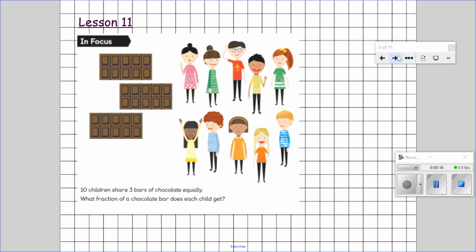So here is our in focus. We have 3 bars of chocolate and 10 children. Looks like we've got the whole gang here today. And we are asked, 10 children share 3 bars of chocolate equally. What fraction of a chocolate bar does each child get? Have a think. How can we do this? What do you notice about the bars of chocolate?